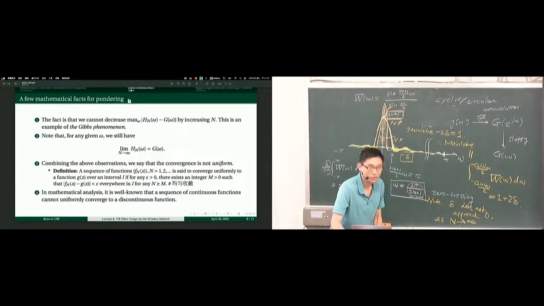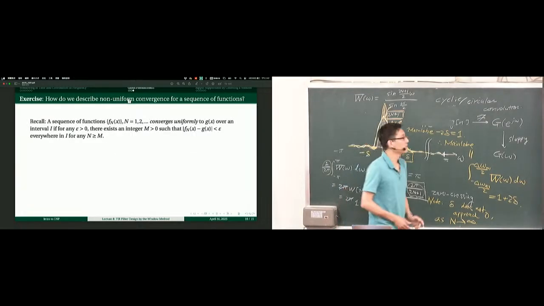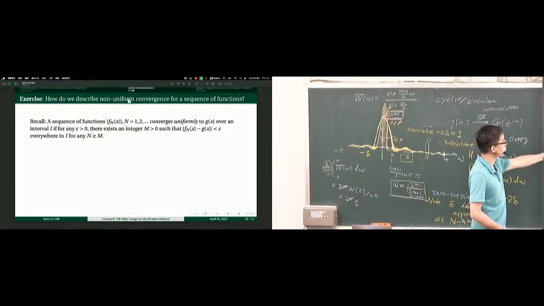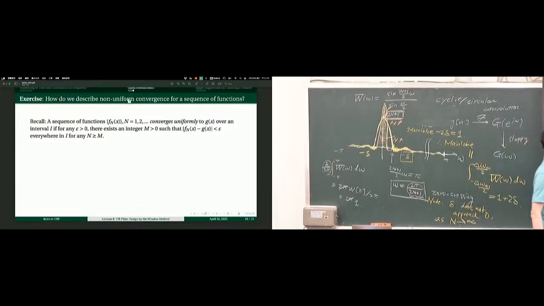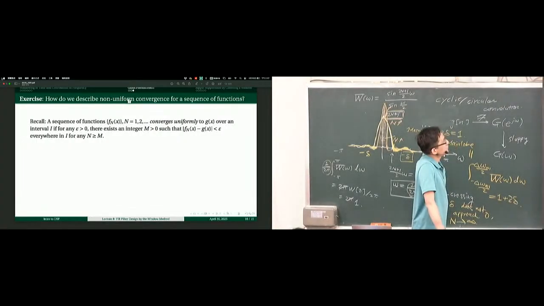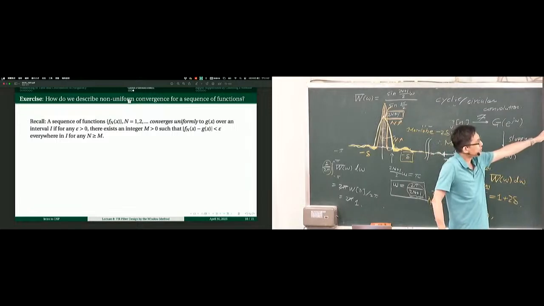All right, so now exercise time, right? So now let's try to describe what it really means for convergence to be non-uniform. Shall we try that? This is an exercise. How do we describe non-uniform convergence for a sequence of functions?